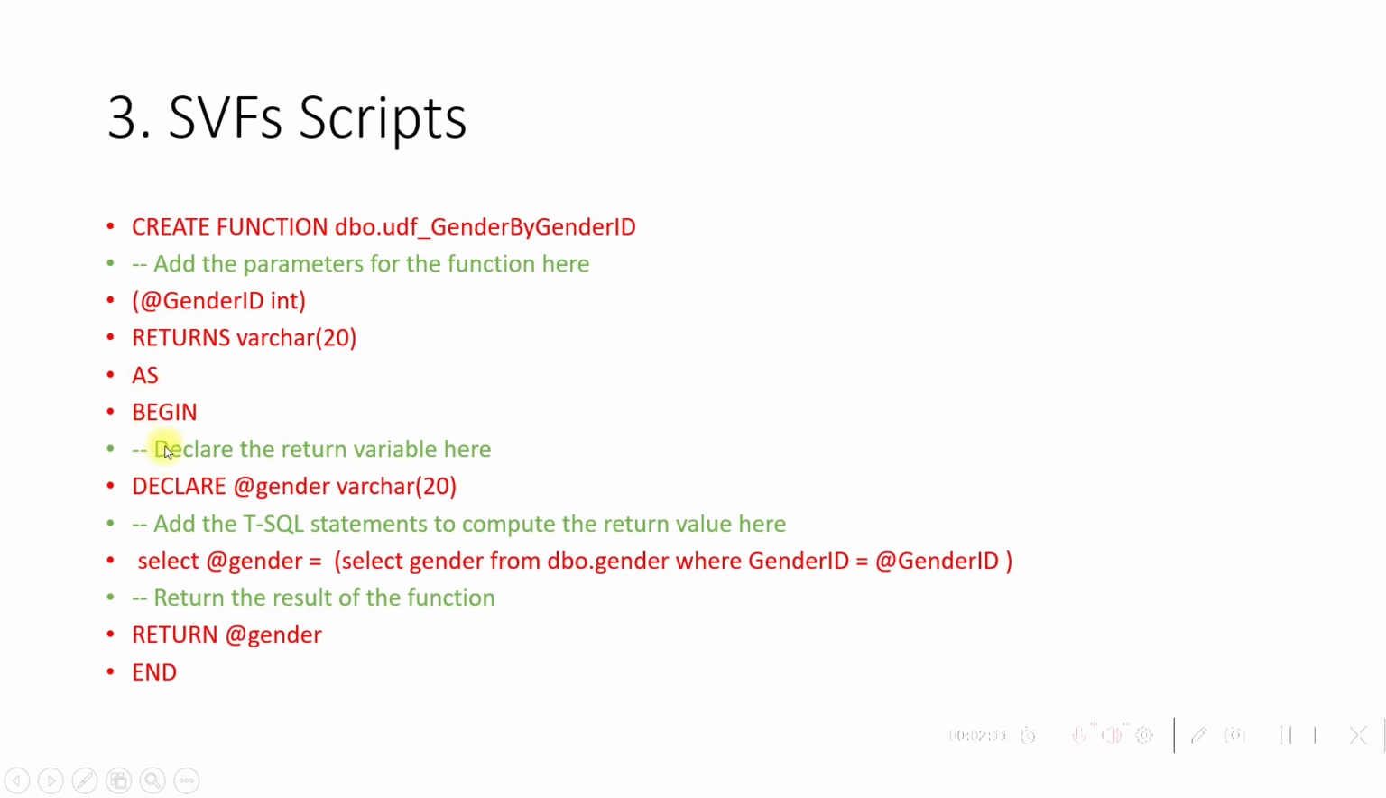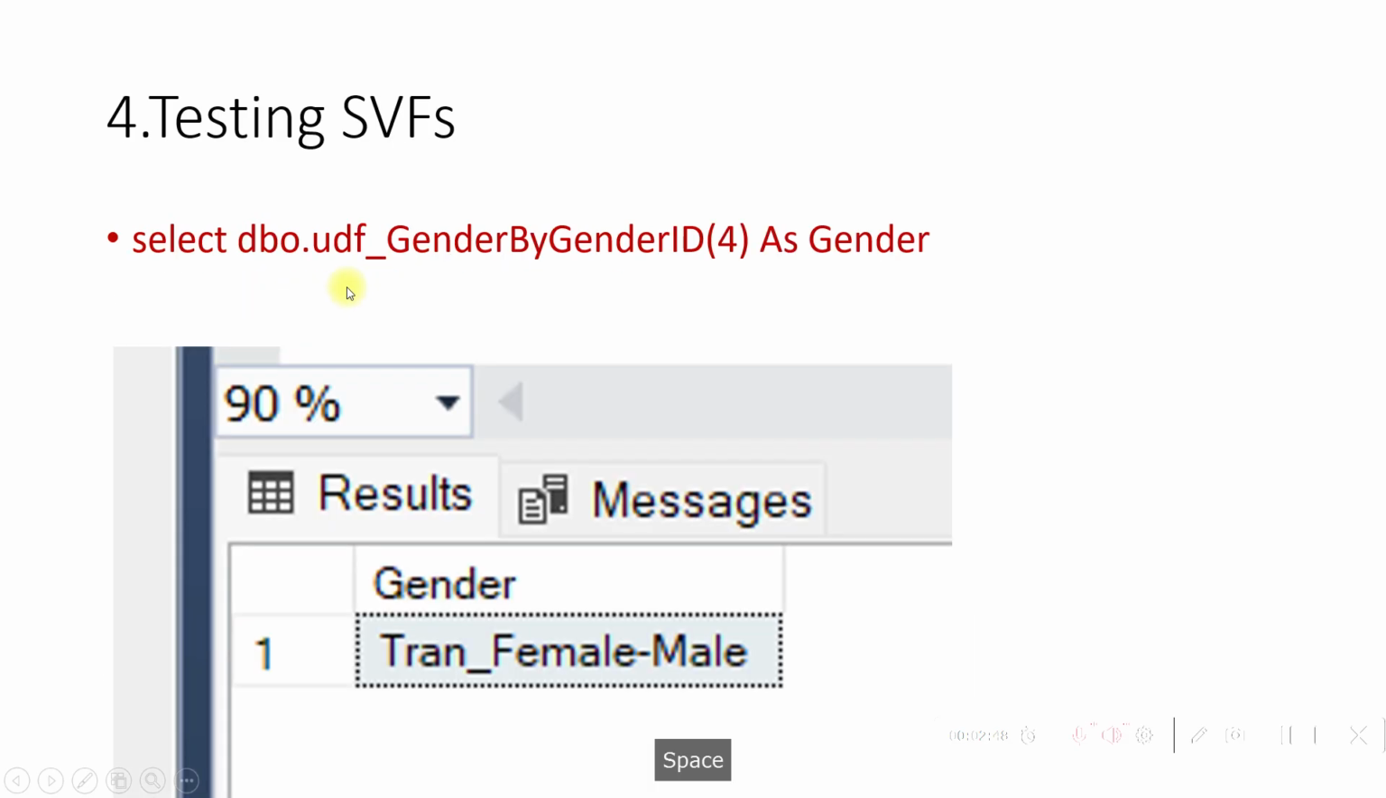As begin, you have to declare the return variable here. My variable is declared as the @gender, and it is a varchar 20. Next, you need to add the T-SQL statement to compute the return value here. In my case, I say select the variable equals select gender from dbo.gender, where gender ID is the variable that I supplied. Next, return the value of the function. I say return the variable gender. That's the end of the script.